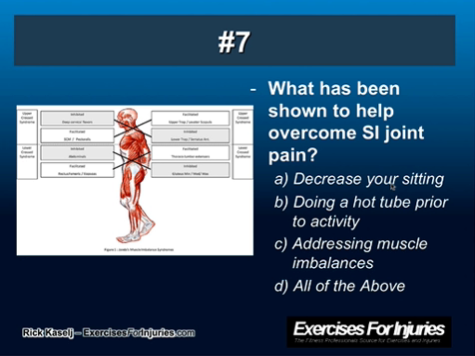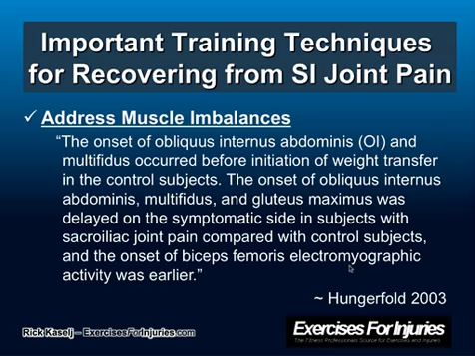Now, number 7, what has been shown to help overcome SI joint pain? Decrease your sitting, doing a hot tub prior to activity, addressing muscle imbalances, or all of the above? Number C, addressing muscle imbalances.